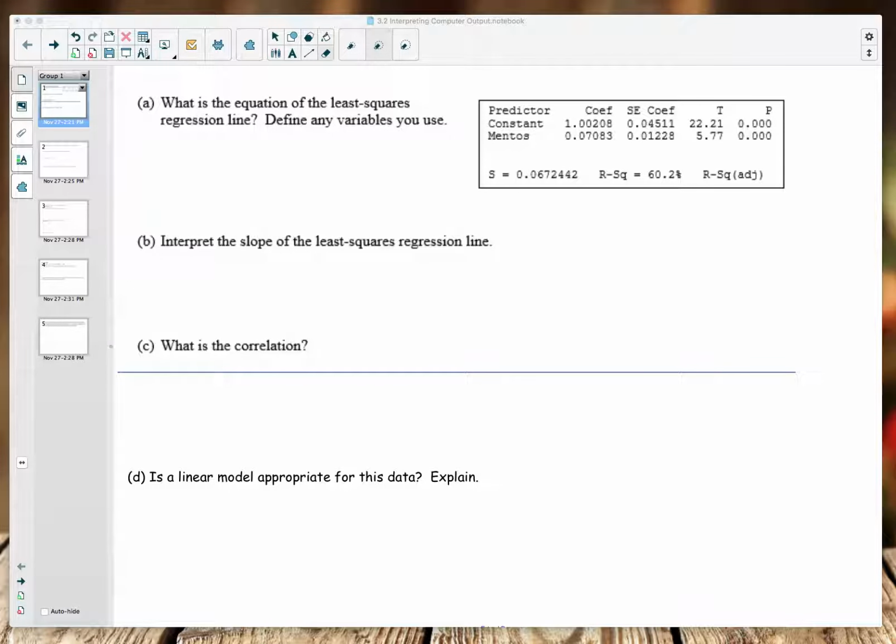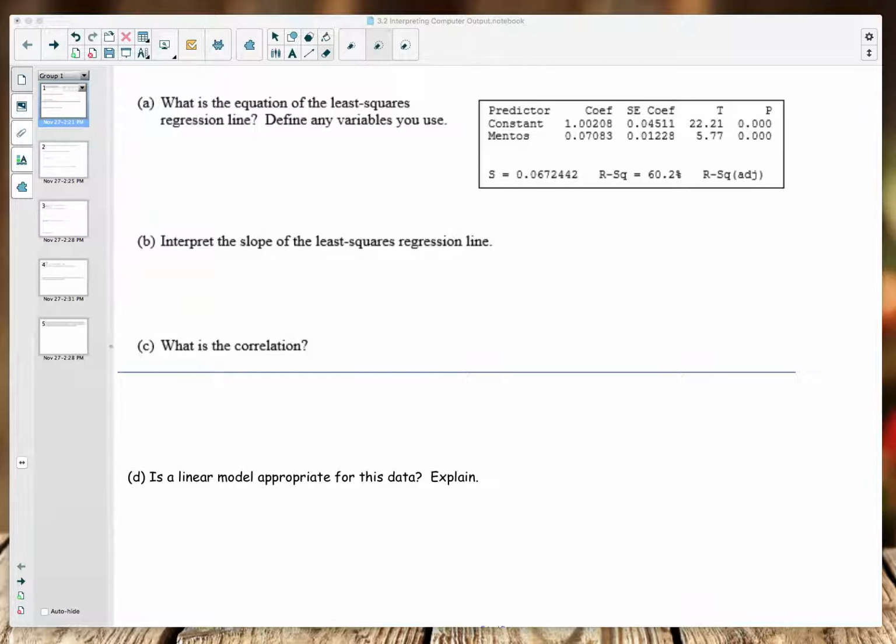This is section 3.2, Interpreting Computer Output Regression to the Mean. The first thing that the notes tell you to do is to read page 181 through 182 and look at the book example. This was an example that you were supposed to look at from your previous set of notes. So hopefully you've already done that, but what I want you to pay close attention to is the AP exam tip, the box within the example on page 181.